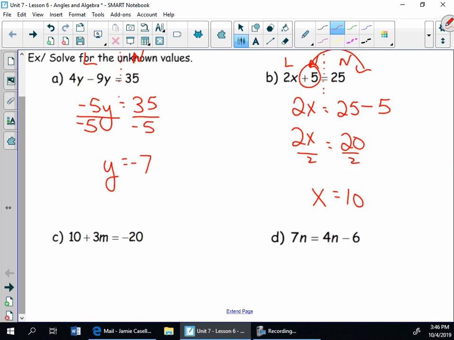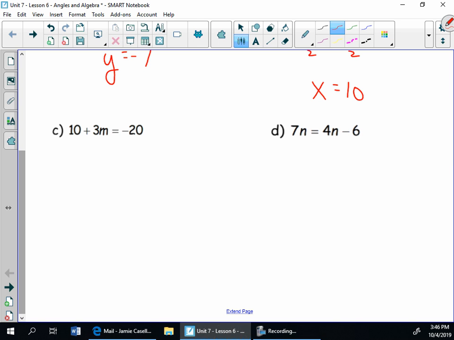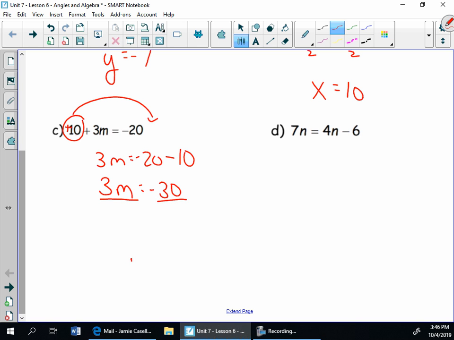I'll give you guys a chance to try these other two here and see what you can do with these ones. I'm going to bring the 10 to the other side. When the 10 is moved, I can take the plus 10 and turn it into a minus 10. Negative 20 and negative 10 makes negative 30. I want to get m by itself, so I'll divide by 3. M is negative 10.